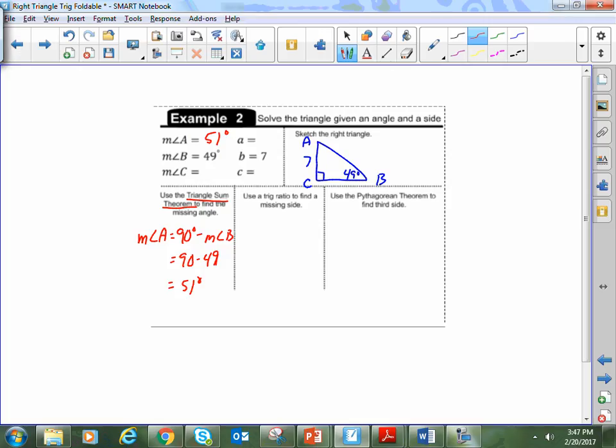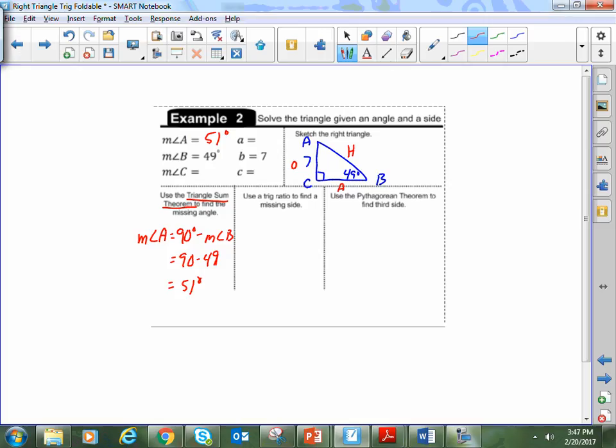So now it says use a trig ratio to find a missing side. Okay, so we can find either the hypotenuse or we can find the side adjacent to angle B. So I'm going to go ahead and label these things. Here, this is my hypotenuse. This is my side adjacent to the angle. This is the side opposite of the angle.